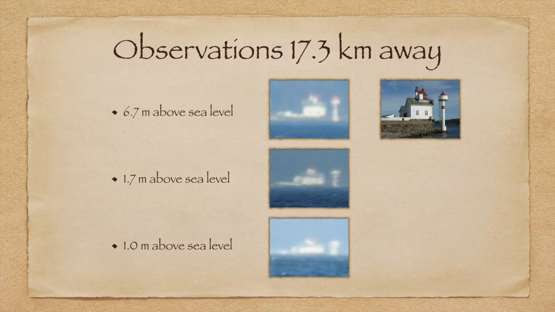And here are my observations. The first picture is taken from the car park, which according to Google Earth is 5 meters above sea level. So I'm holding my camera and I'm standing 6.7 meters above sea level, and I get this picture here. And to the right you see the picture of the Filtvet lighthouse.